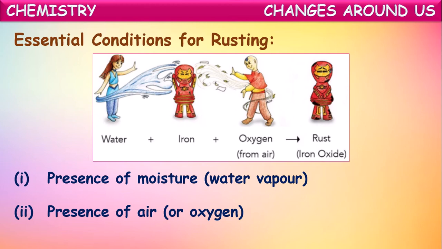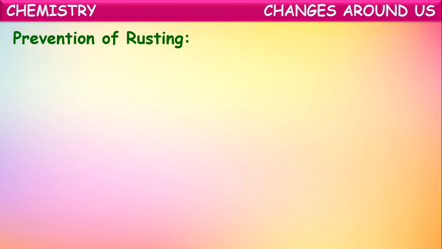So the iron reacts with these two and forms iron oxide. That iron oxide formed is called rust here. So we can say these two are the necessary conditions for rusting of an iron object: water vapor and oxygen. Now let us see how to control this rusting, that is, prevention of rusting.